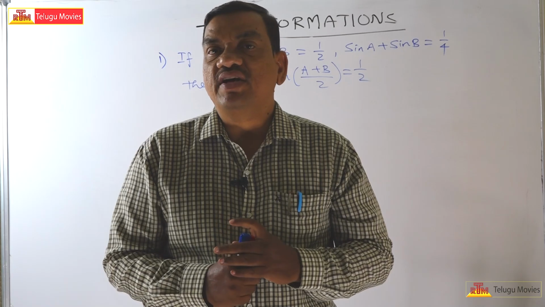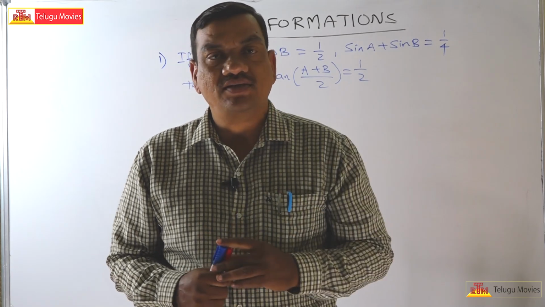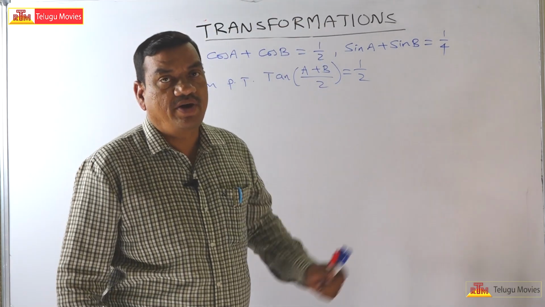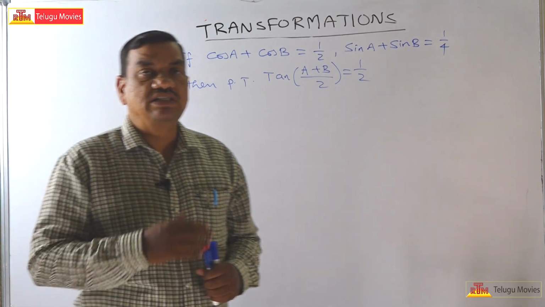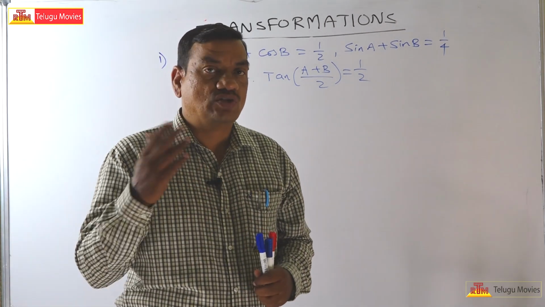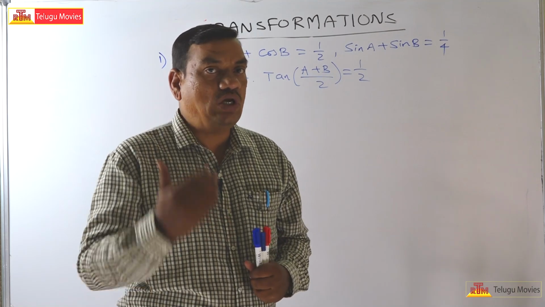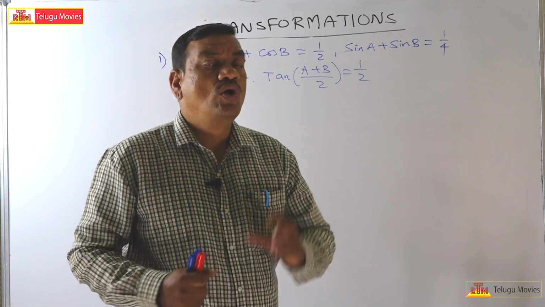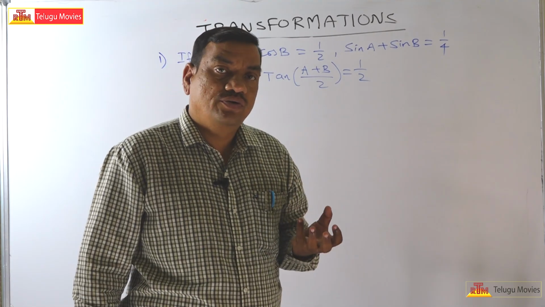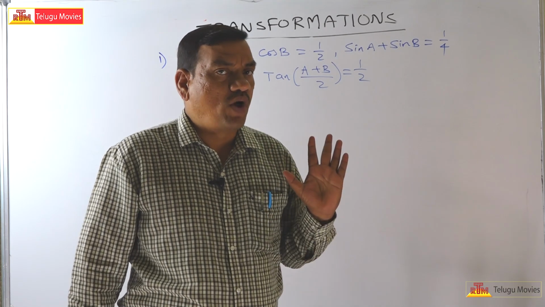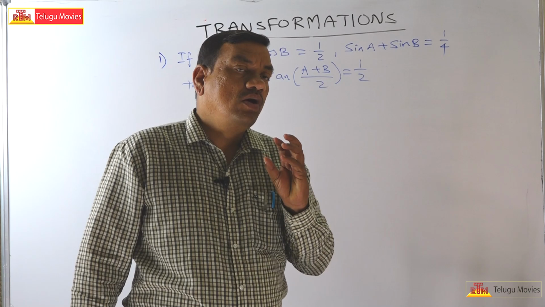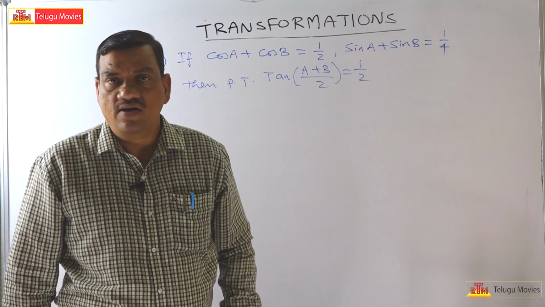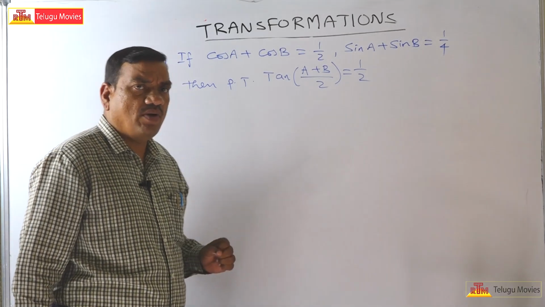So in the previous class, I explained the formulas regarding transformations of trigonometric ratios. There we saw sin C plus sin D, cos C plus cos D, sin C minus sin D, cos C minus cos D, all those formulas, and their derivations also I explained. Based on those formulas, we are going to see some very small problems. If you understand these small problems, it is easy to understand the very big problems. Okay, so first problem, see the first problem.